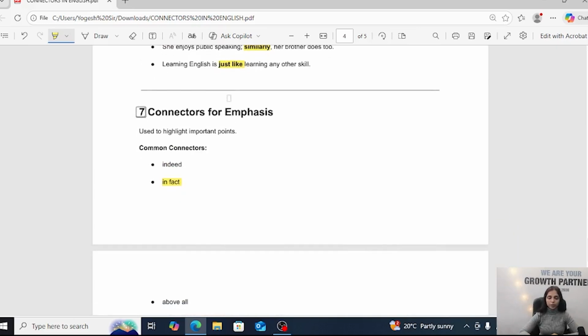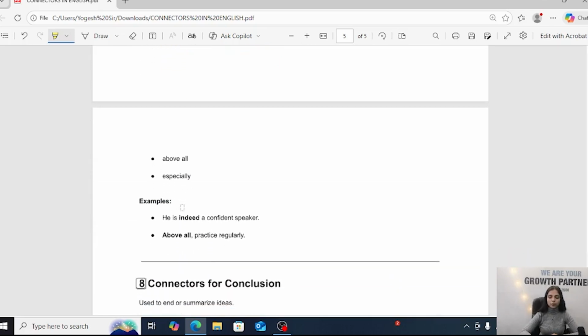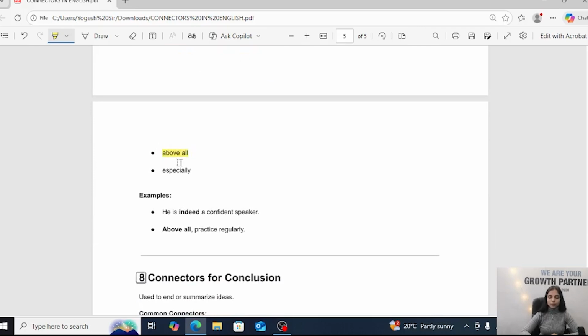There are some connectors for giving emphasis also. First, understand what is emphasis. Emphasis means giving stress on a particular thing. Giving stress on a particular thing means that you want to say that this particular thing, word, or whichever thing you are mentioning there is very, very important. So, when you want to mention it, you use words like indeed, or maybe in fact, above all, or maybe especially. Let us see a few examples.